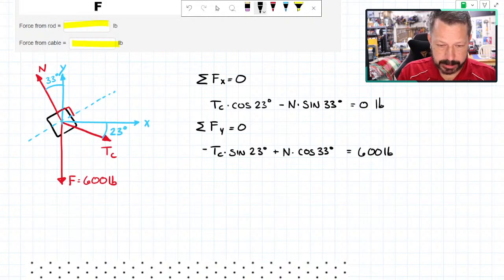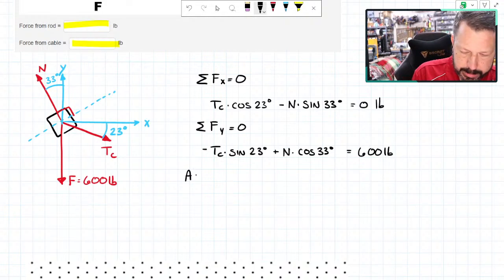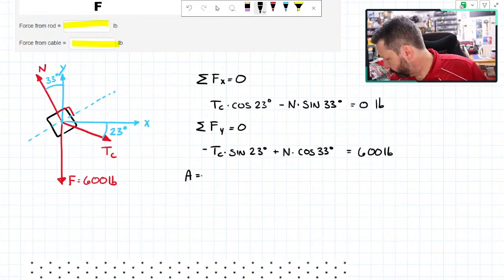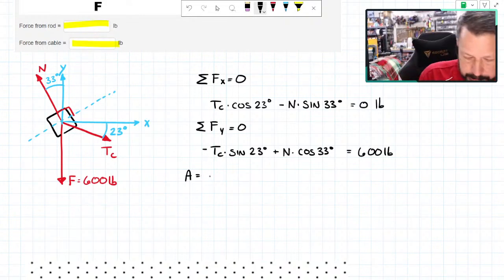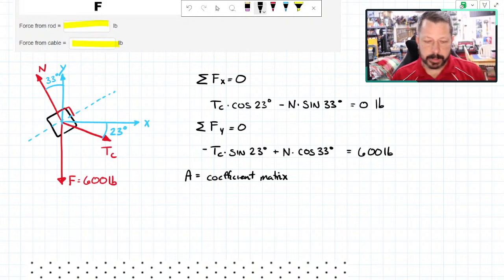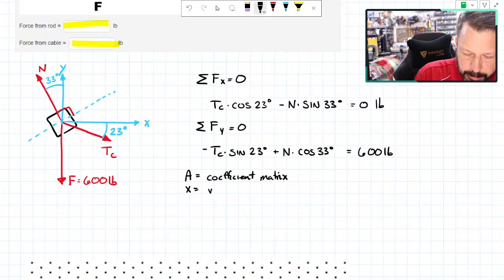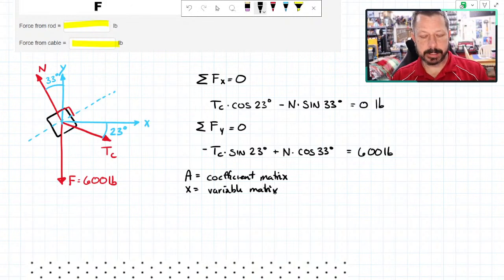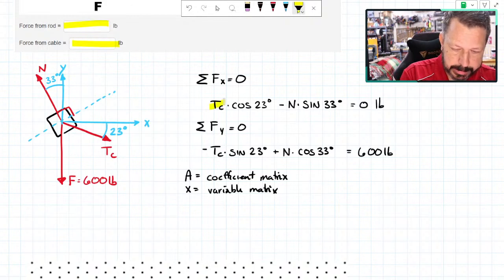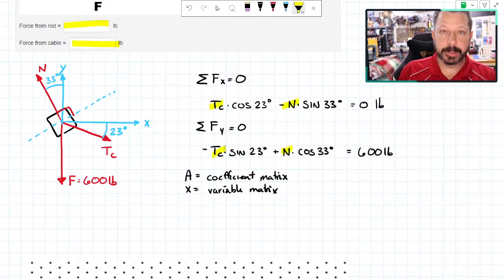So the A matrix, I'll write that up here. A matrix is the coefficient matrix. Actually, let's start with X, the variable matrix, because it's easier. The X matrix is the one that contains all your variables. So our variables are TC and N. So that'll be our variable matrix.